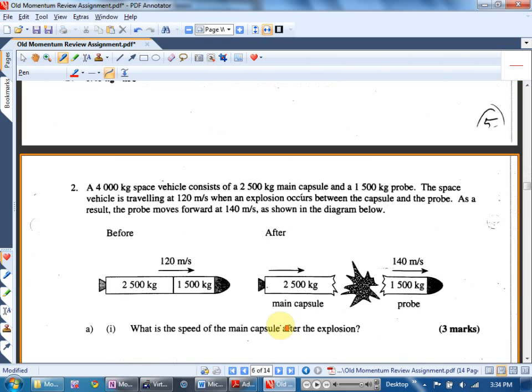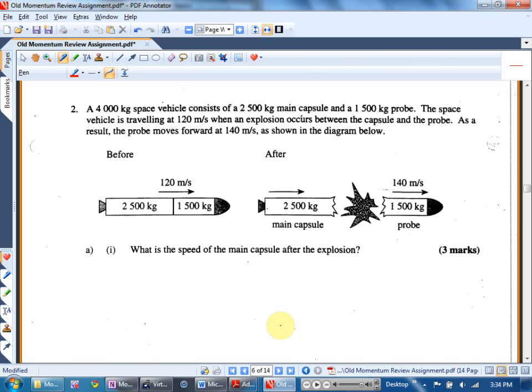So here's one where we don't have angles. Number two. A 4,000 kilogram space vehicle consists of a 2,500 kilogram main capsule and a 1,500 kilogram probe. The space vehicle is traveling at 120 meters per second when an explosion occurs. They want the speed of the main capsule after the explosion. I would still start out with the sum of the initial momentum equals the sum of the final momentum. But this time, even though there's an explosion, my initial momentum is not zero.